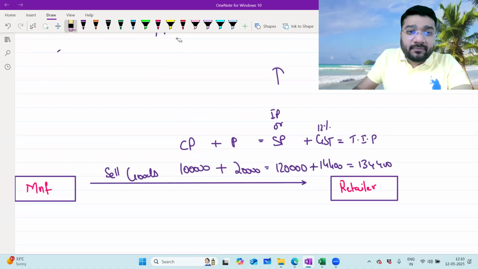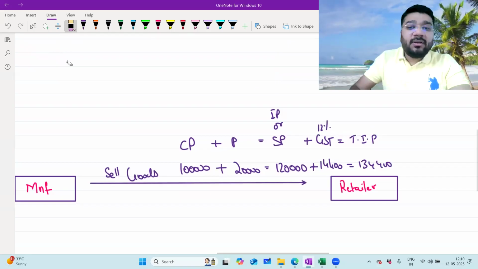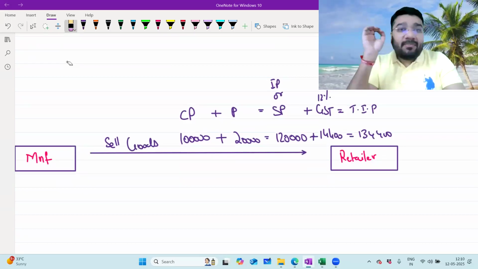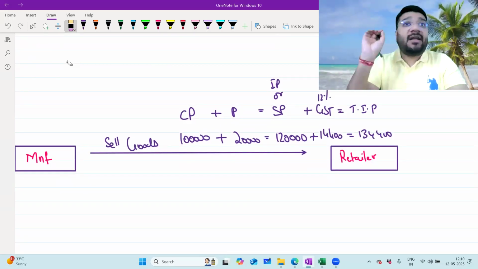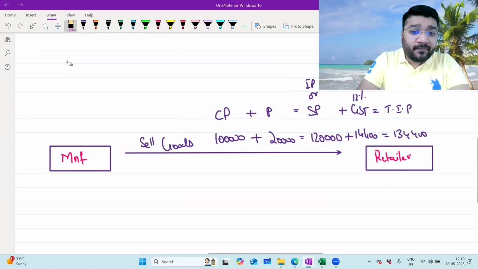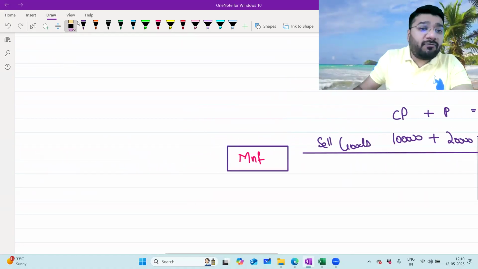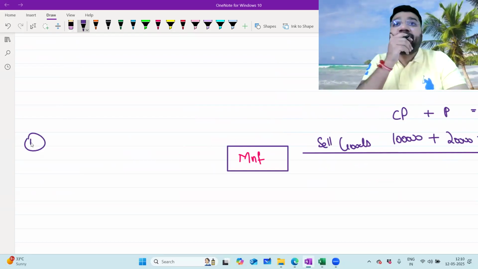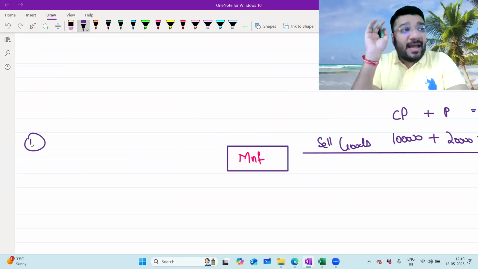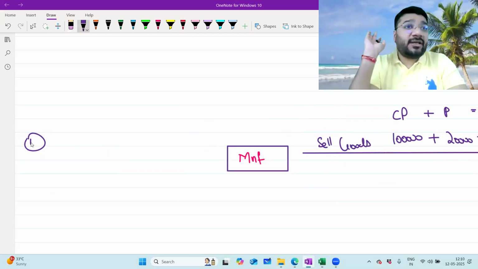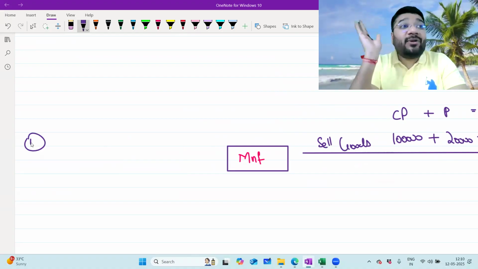Now, you are the accountant of both manufacturer and retailer. So first, in the books of the manufacturer, please tell me, what is the accounting entry that you will record? The manufacturer is selling goods. And imagine the money comes on the spot. So this is a cash sale transaction. Please tell me, what is the entry that you will record?